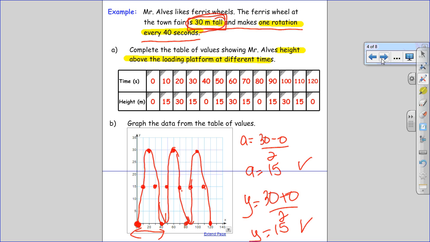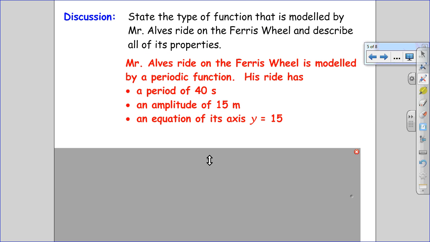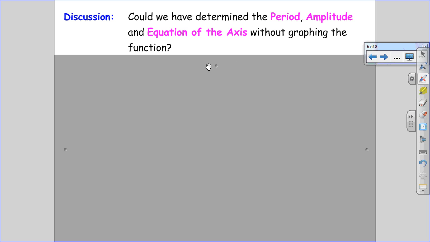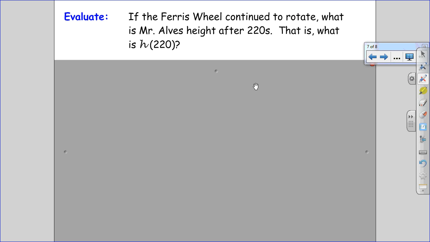Will that always be true? Will I always be able to find my amplitude and the equation of my axes by knowing the diameter or radius? That's a question to think about over the next few days. And of course, I've got all of this information written here that you can copy out once you're done listening to the video lesson. Now, the last thing I want you to think about, if he continued to rotate, what's his height after 220 seconds?